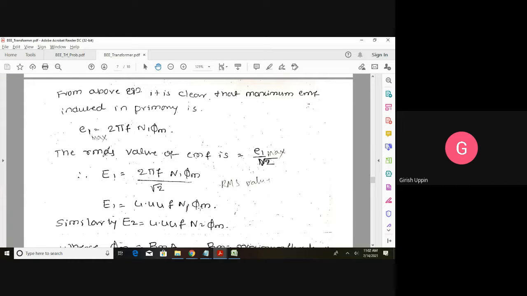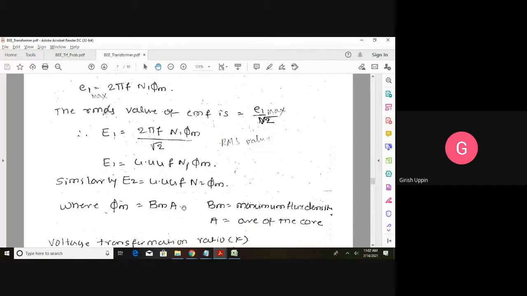Then on a similar basis, we can do the derivation for the secondary EMF, capital E2. If we do the derivation on the secondary side, we get an equation similar to this: E2 is equal to 4.44 f N2 φm. If you notice these two equations, the only thing that changes is the number of turns. For E2 we use N2, and for E1, the primary EMF, we use the primary turns N1.